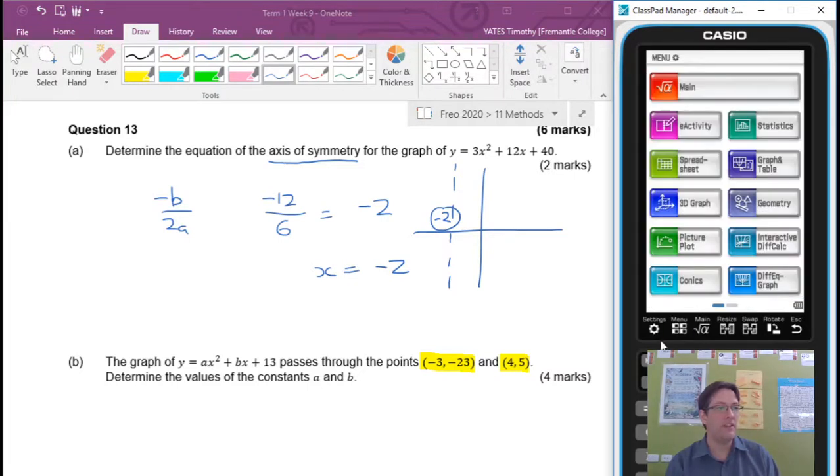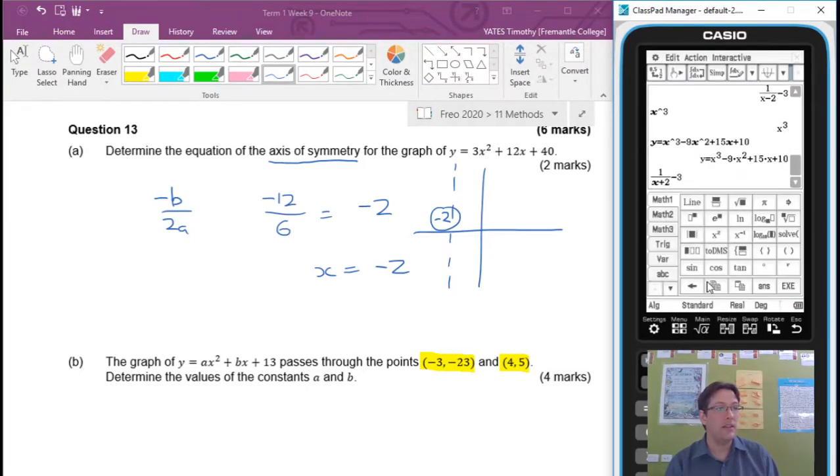If you don't know where to find it, let's get back into main. That is this little one here. Let me clear all these. So this is the simultaneous equation button. It's this one here, and that allows us to solve a simultaneous equation.